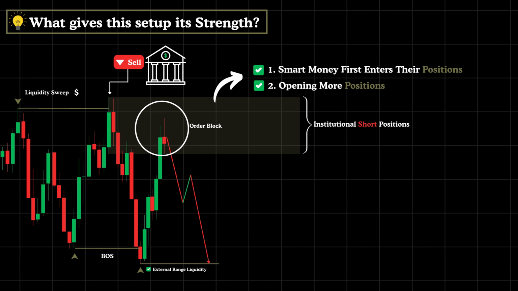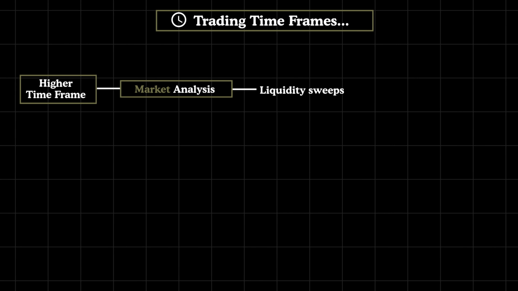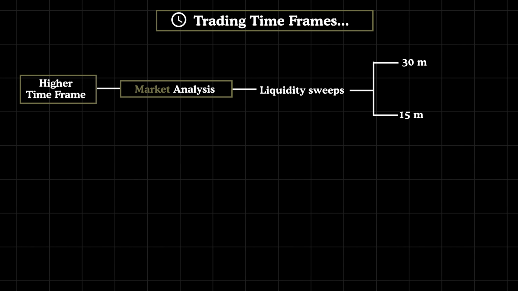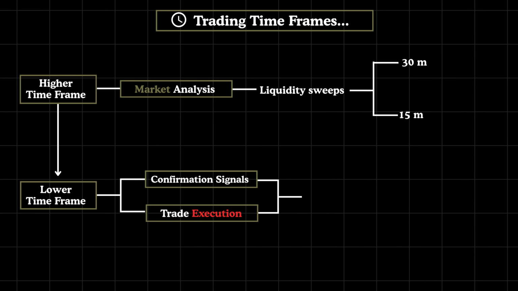To maximize results with this trading approach, you'll need to work with two separate time frames. First, use a higher time frame to study overall market conditions and to spot liquidity sweeps along with the order blocks connected to them. The most effective higher time frames for this approach are the 30-minute and 15-minute charts. Then, once you've identified a potential setup, drop down to a lower time frame such as the 5-minute or even the 1-minute chart to find confirmation signals and pinpoint entries.